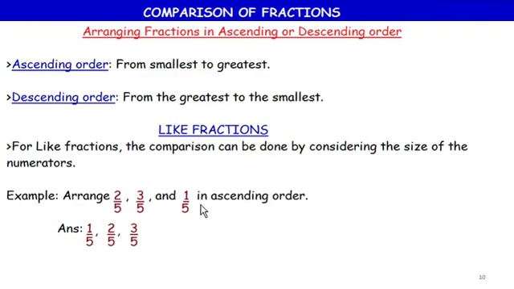So here our answer is going to be 1 over 5, 2 over 5, and then 3 over 5, right? It is just like me asking you to arrange 2, 3, and 1 in ascending order. If you have 2, 3, and 1, which one is the smallest? Obviously 1 is the smallest, so 1 over 5 comes first, followed by 2, so 2 over 5 comes second, and finally 3, so 3 over 5 comes last, right? So that is how we arrange like fractions. We just compare the size of the numerators, that is all.